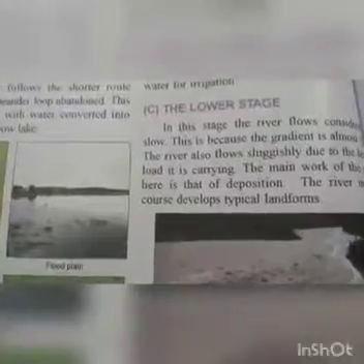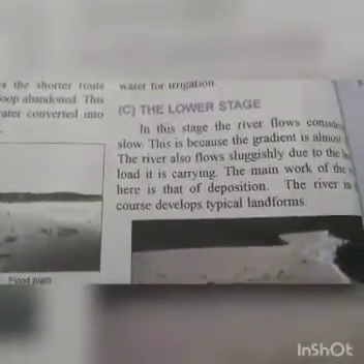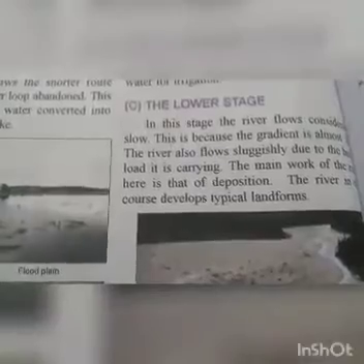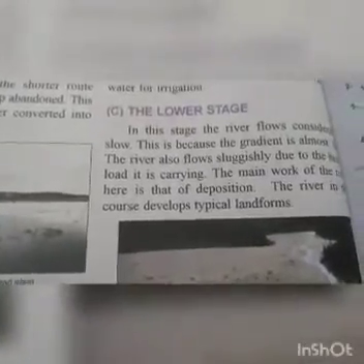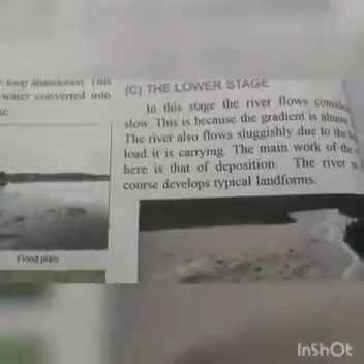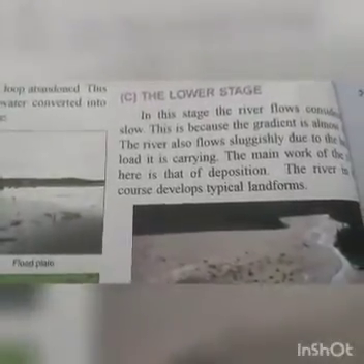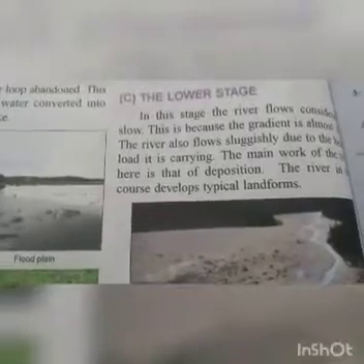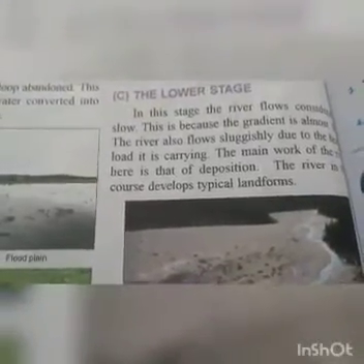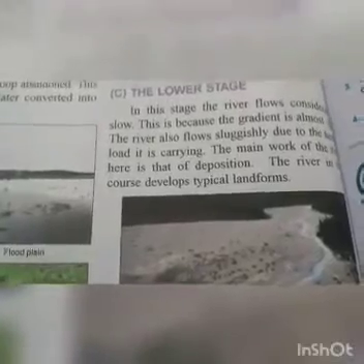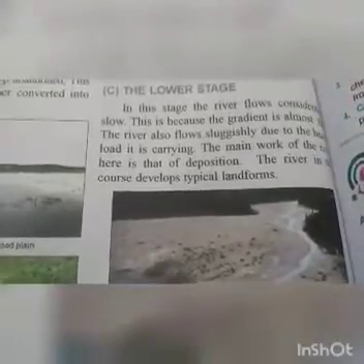Now next is the lower stage. In the lower stage, the river flows considerably slowly, and the gradient is almost negligible, right? So slope is not there, it is almost zero slope gradient. The river also flows sluggishly due to the heavy load it is carrying. So the main work of the river here is only deposition. The river in this course develops typical landforms, that is delta, distributary, and estuary.